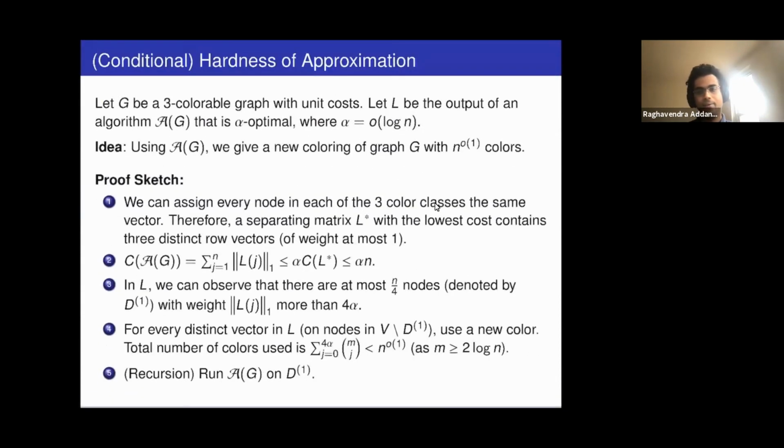Once we have that, we throw away all the 3n/4 nodes, because we have colored them. Now look at the n/4 nodes with high weights, and run our algorithm on that. We recurse on that. In each iteration, we are peeling away more than n/2 nodes. In log n iterations it will terminate, and we would have obtained a new coloring using n to the little o of 1 colors, which will refute the conjecture. So, in this way, we can argue that there's no little o of log n approximation for this problem.